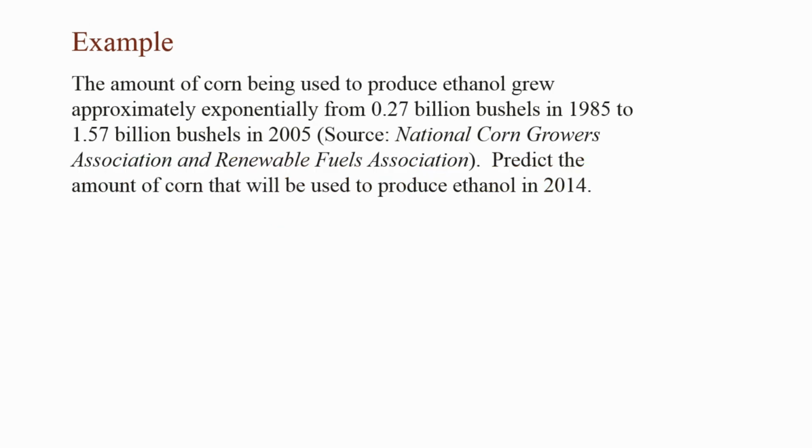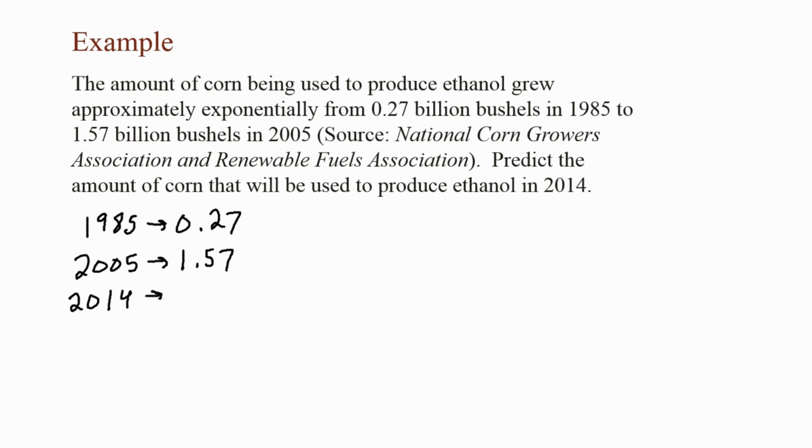Example, the amount of corn being used to produce ethanol grew approximately exponentially from 0.27 billion bushels in 1985 to 1.57 billion bushels in 2005. Source, National Corn Growers Association and Renewable Fuels Association. Predict the amount of corn that will be used to produce ethanol in 2014. Let's start with what we know. We know that in 1985, we have 0.27 billion bushels. In 2005, we have 1.57 billion bushels. And in 2014, we don't know.